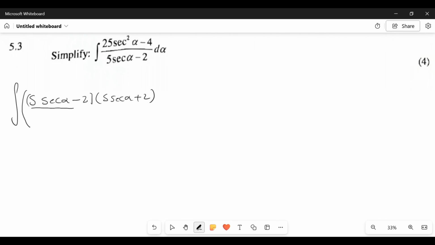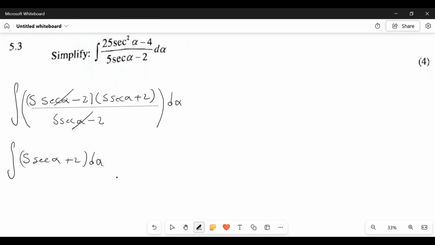There we go. And all this is divided by 5 sec alpha minus 2, close bracket. Let us not forget this is d alpha, so we remember we are integrating with respect to alpha. Now if you look at the denominator, we have 5 sec alpha minus 2, and we also have 5 sec alpha minus 2 in the numerator. So they will divide each other. We'll be left with 5 sec alpha plus 2 d alpha.